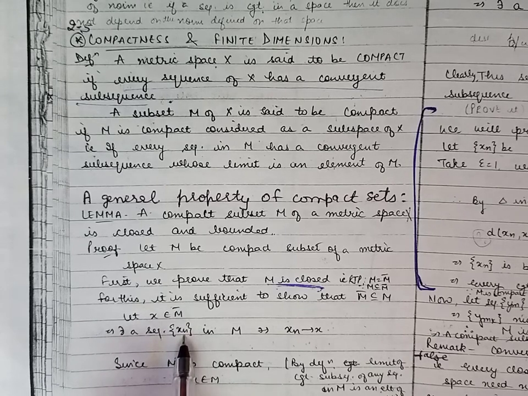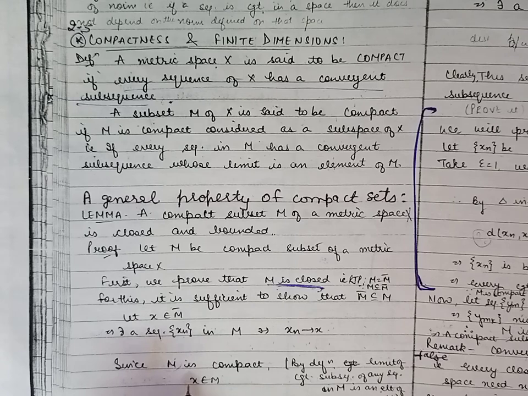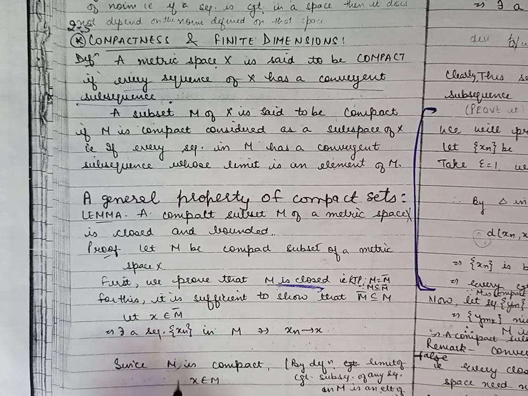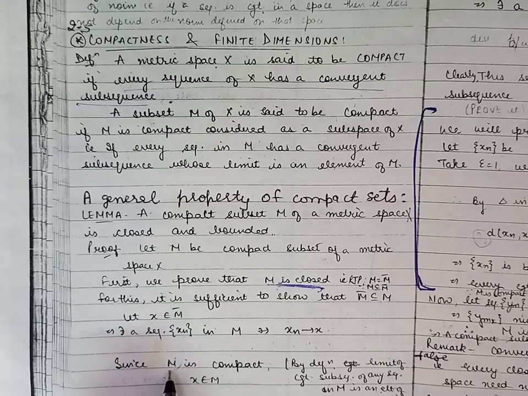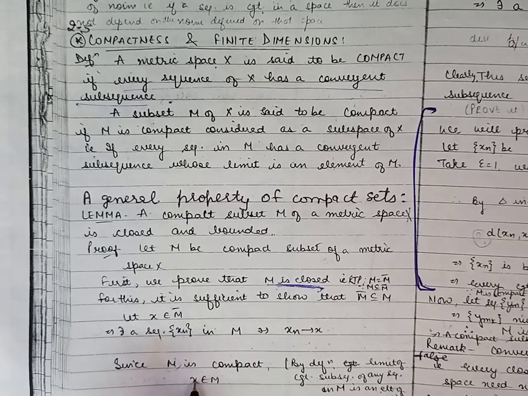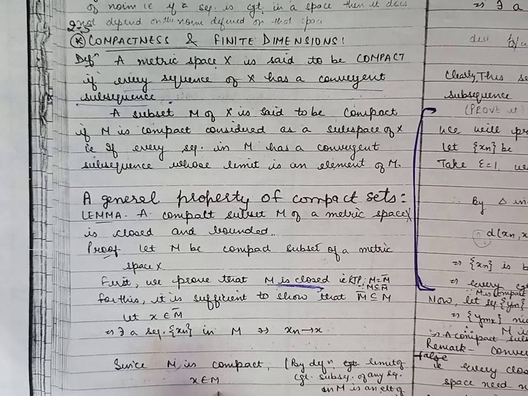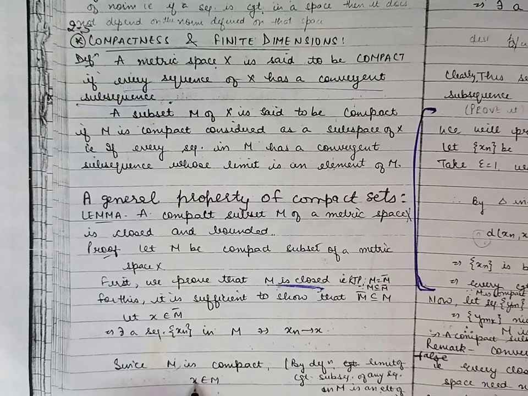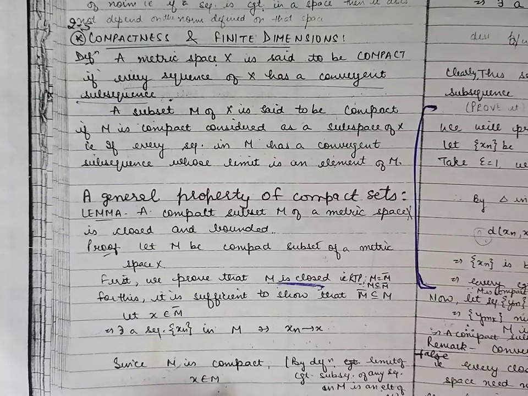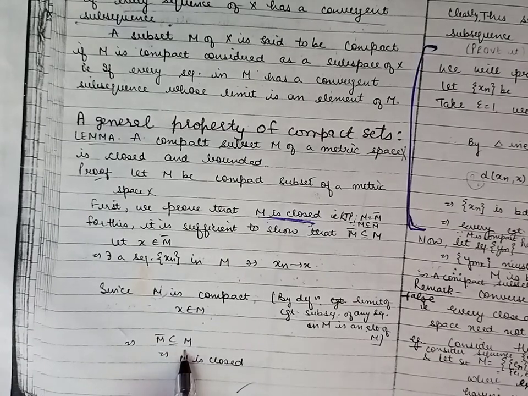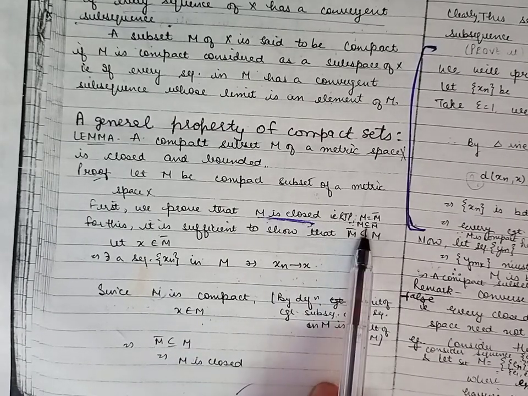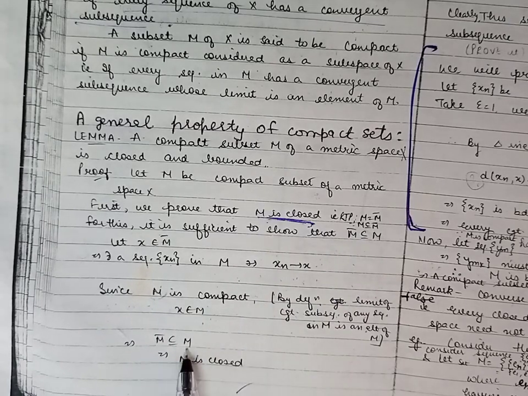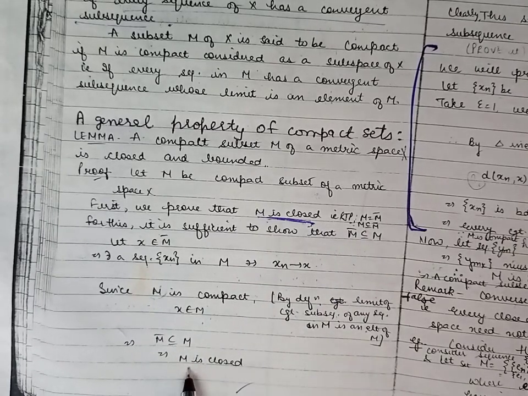Now we are given that the set M is compact. Therefore, by definition, the limit of a convergent subsequence of any sequence in M will also be an element of M, and therefore x will also be an element of M. Thus we have proved x belongs to M closure implies x belongs to M. It means M closure is contained in M. So combining the two parts, M is contained in M closure and M closure is contained in M. This implies that M is closed.